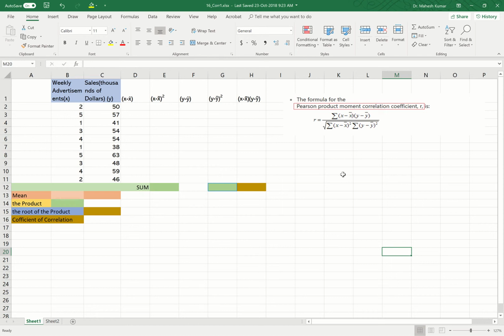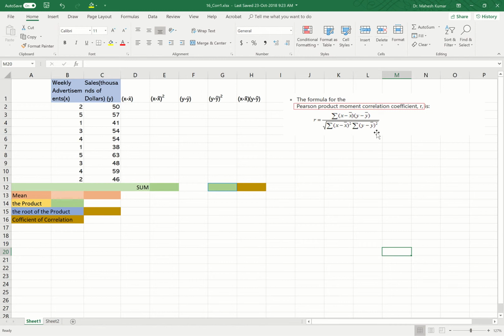Welcome. In this video, we will be learning about Pearson's product moment correlation coefficient, which is denoted by r. We have this formula here, and r is equal to the summation of (x minus x bar) times (y minus y bar), divided by the square root of the summation of (x minus x bar) squared times the summation of (y minus y bar) squared. So this is a huge formula.